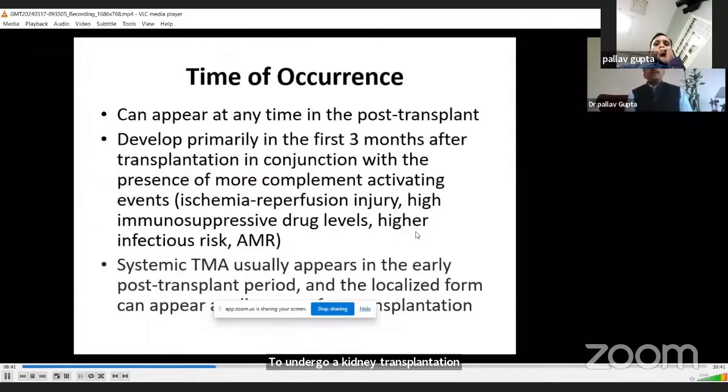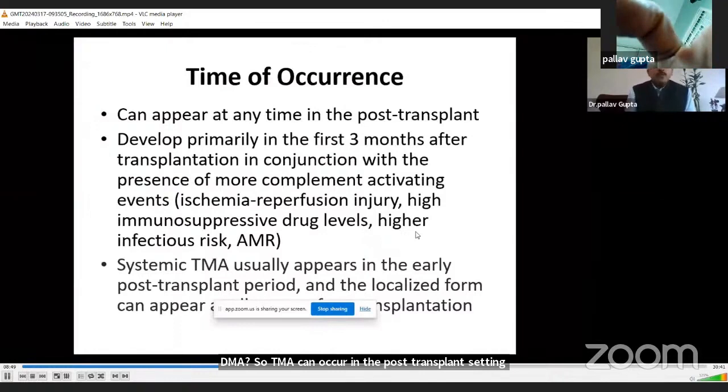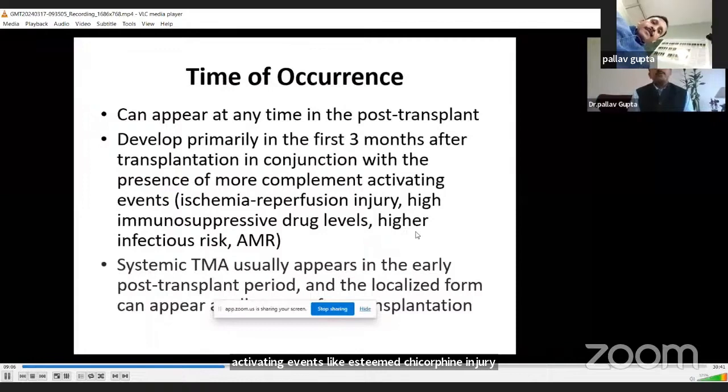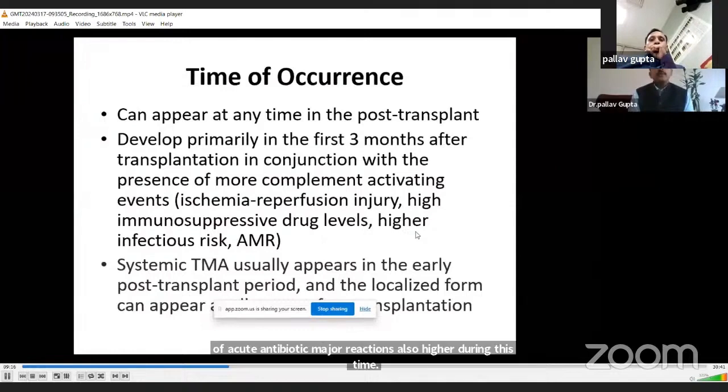Now, what is the timing of occurrence of post-transplant TMA? TMA can occur in the post-transplant setting virtually at any time, but is most commonly seen during the first 3 months after transplantation. As we know, during these first 3 months there are more complement-activating events like ischemic reperfusion injury, high immunosuppression during this period, high risk of infections, and episodes of acute antibody-mediated rejection are also higher during this time. So during the first 3 months, there is a high chance of developing TMA.